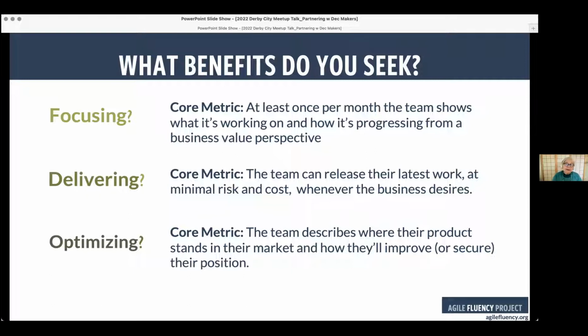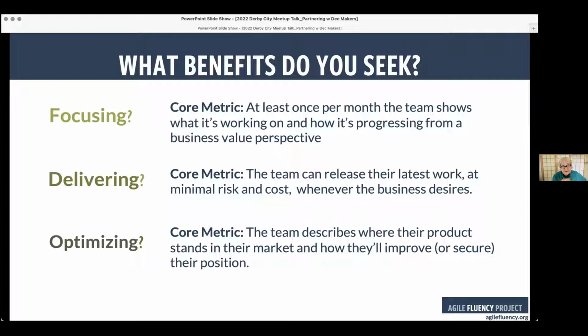So you might need a delivering zone team. Do your teams release their latest work at really reasonable cost and risk whenever the customer wants or whenever the business desires it? Are you seeing that in your teams? Oh, well, no. Well, then you may have focusing zone teams, but you don't have delivering zone teams yet.